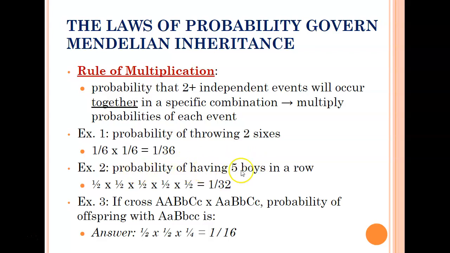All right, probability of having 5 boys in a row. Well, every time you have a child, it's a 50-50 chance, so you have a half of a chance. And regardless of how many children came before, every time you go to have a child, it's always a 50-50 shot. So to have 5 boys in a row, it's a 1 in 32 chance because you'll take 1/2 5 times.